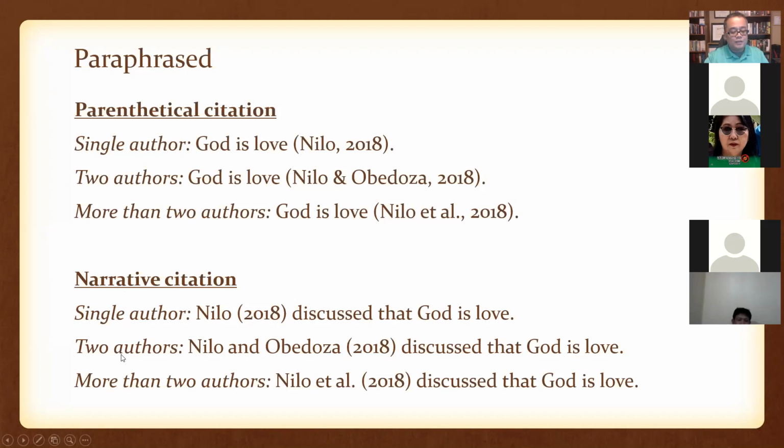For 2 authors, it will be Nilo and Obidoza. The and would become a spelled out and, A-N-D. For parenthetical, it's ampersand, but for narrative citation, it will be spelled out and. Okay? Nilo and Obidoza discussed that God is love. For more than two authors, it's the same format. Nilo et al. There's still a period. Okay, year, and then discussed that God is love. Any questions so far?